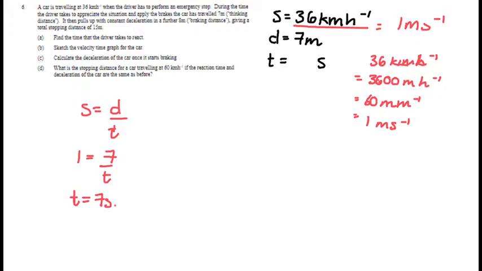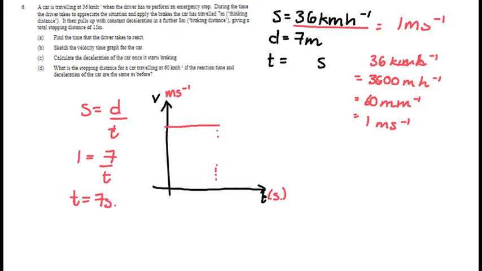Okay, next thing I'm going to do is part B, which is to sketch the velocity time graph. Now hopefully you've seen these before. If you haven't, there'll be a video on my website very shortly. Time goes along the x-axis, velocity goes up. I'm going to keep my units here as meters per second and my time in seconds because it's much nicer. There we go. Okay, so we are trundling along at 10 meters a second for 0.7 seconds while we react to the situation that's happening in front of us.